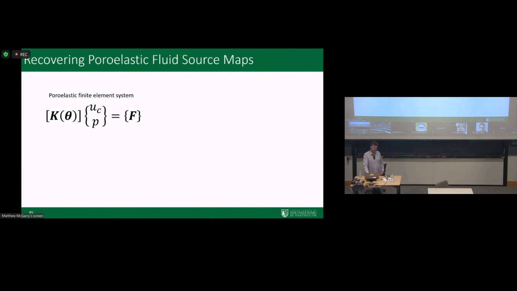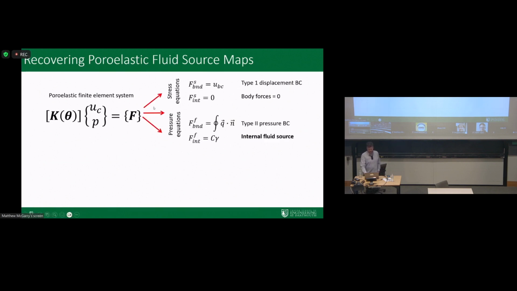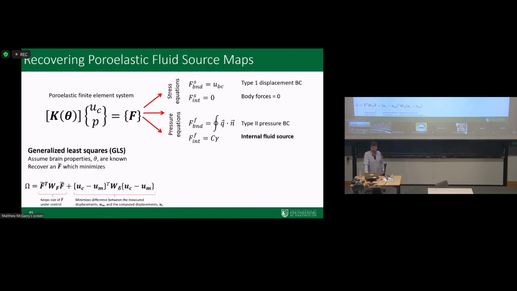So in MR elastography, where this is the finite element system, we're estimating the mechanical properties which are inside the stiffness matrix. It's not too much different to estimate the forcing vector here. The forcing vector for the stress equations tells you the boundary conditions and body forces, which are approximately 0. But the interesting ones are the fluid pressure equations, where for the internal nodes, the forcing on that is this internal fluid source. We can recover this with a similar optimization type process called generalized least squares. So we assume the properties are known. We could measure those with elastography, obviously.